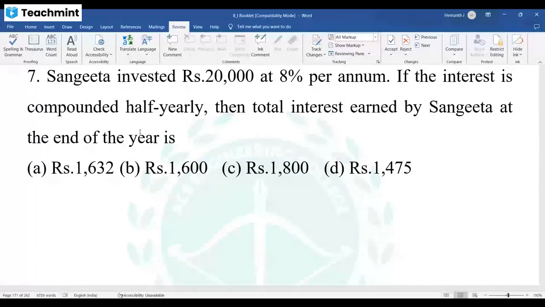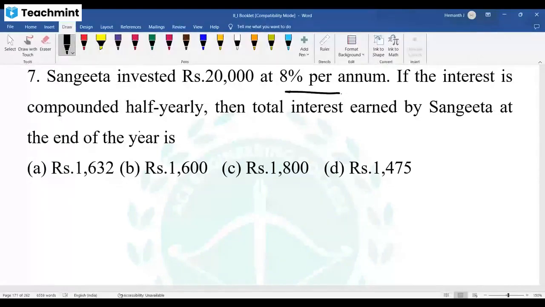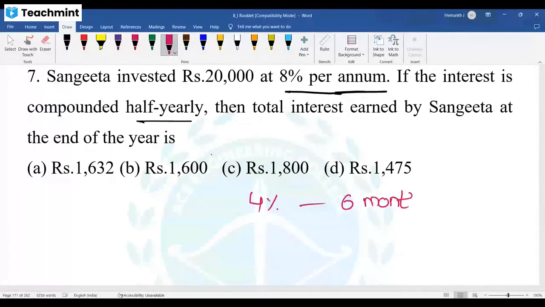Here, what they given is called the rate of interest. What is the rate of interest? 8% per annum means for 1 year. They said compound half yearly, meaning every 6 months. Rate of interest is 8% for 1 year, which means 4% for 6 months. Can we say that? Is it or not? For 1 year 8%, then for 6 months it must be 4% only.